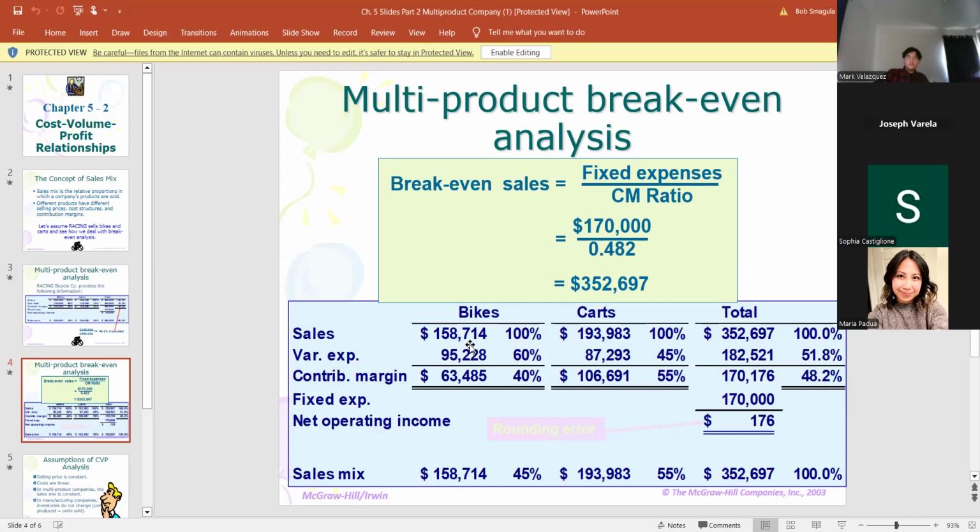How did we get the 158 here? 352,697 times the 45% equals 158. And this is the total sales times 55%. So that gives us something to look at. We now see the contribution margin at the break even for both of these products. The bikes provide a contribution margin of 40% and the carts 55%. So we might say to ourselves before any further analysis, wow, we want to sell carts like crazy.